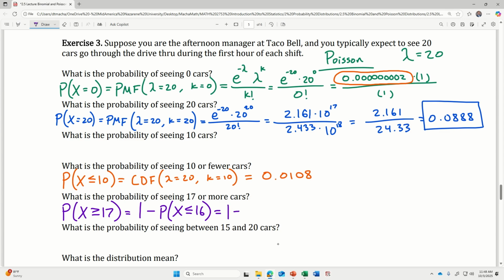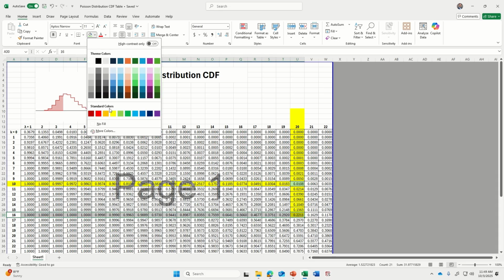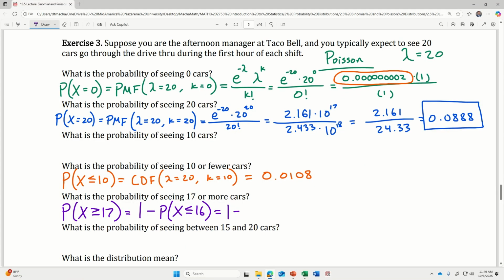And so now I use the CDF table where k is 16 to get the probability 0.2211. And 1 minus 0.2211 is 0.7789. That's the probability of seeing 17 or more cars come through the drive-thru.